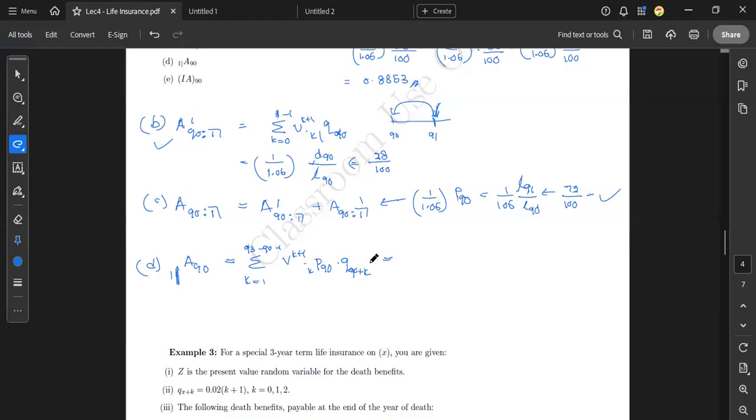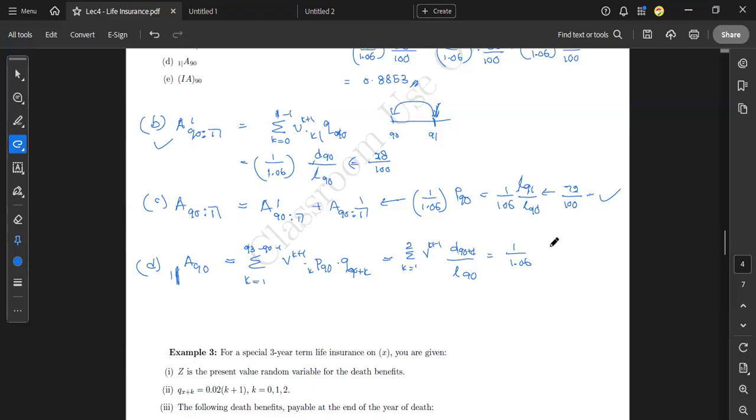So we have only a few terms there, because this is 2. So we have two terms, k equal 1 and k equal 2. That is k from 1 to 2, v^(k+1). The death occurs in this year, and the number of survivors at this point.